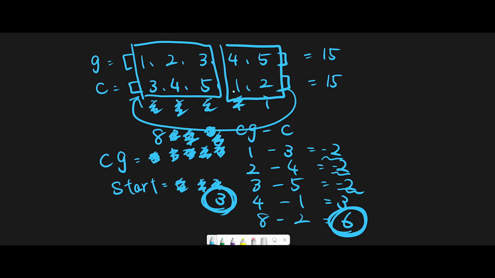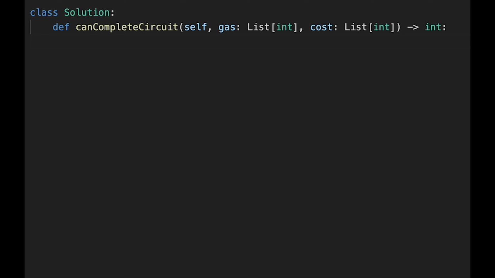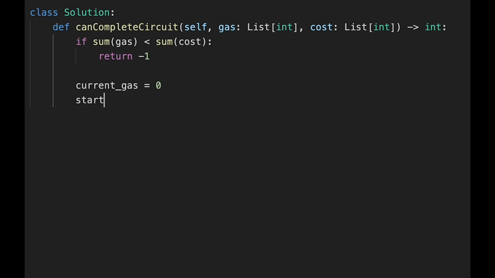That is the basic idea to solve this question, so let's jump into the code. Okay, let's write the code. First of all, if the sum of gas is less than the sum of cost, in that case we should return -1 immediately. If not, we are sure we can go around the circuit. So create a current gas with 0 and a starting point with index 0.